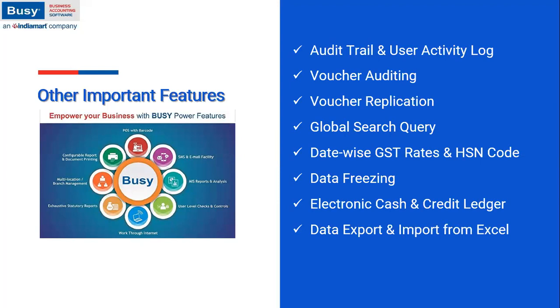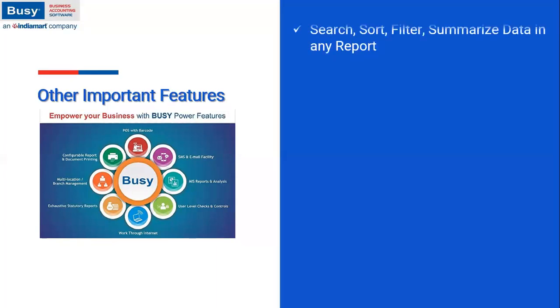Data export and import from Excel. You can import the data from Excel, and you can export the data in Excel, in PDF, in XML, and in Google Sheet also. This facility is available. Configurable reports means standard reports are available, but if you want to configure any report, you can configure it through the custom column or columnar report option. Search, sort, filter, summarize data in any report. When you open any report, searching, sorting, filtration, and summarization, all the options are available. You can use this button.